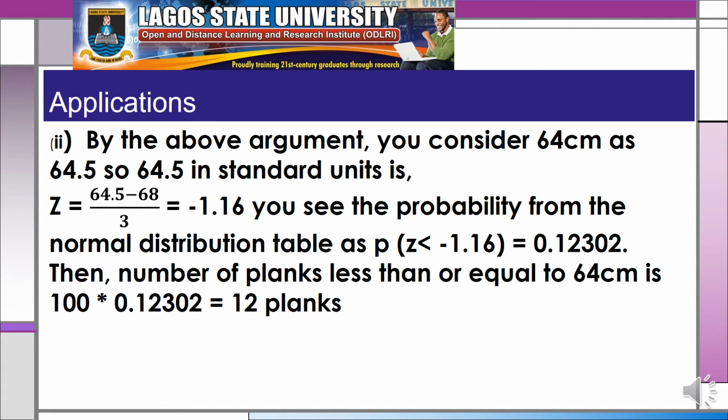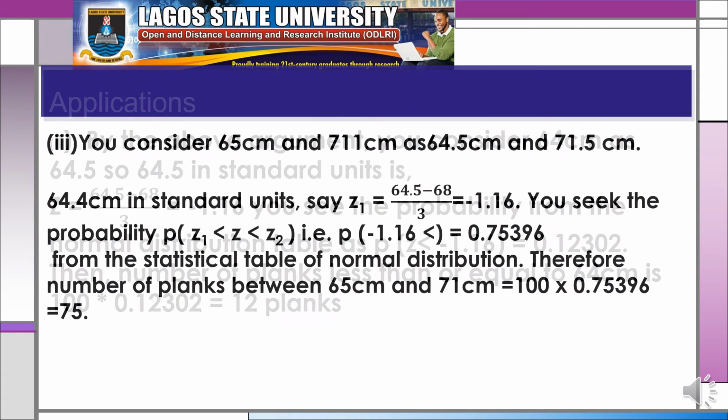2. By the above argument, you consider 64 cm as 64.5. So 64.5 in standard form will give you minus 1.18. You see this probability from the normal distribution table as 0.12302. Then the number of planks less than or equal to 64 cm is 100 times that probability, which gives you approximately 12 planks.